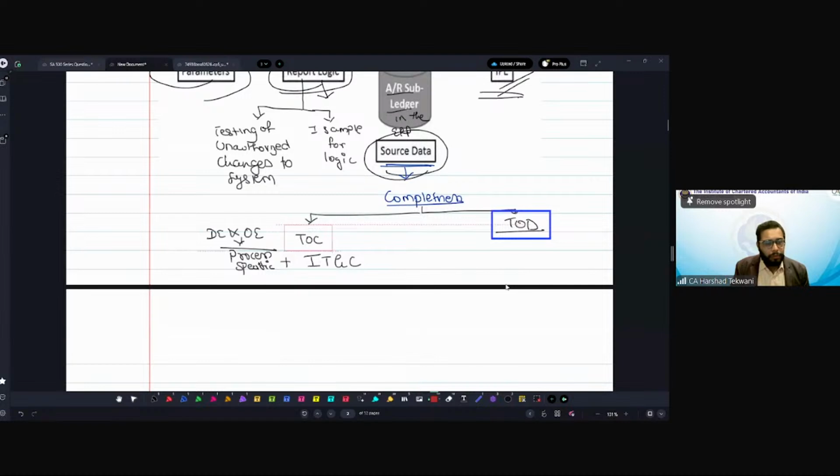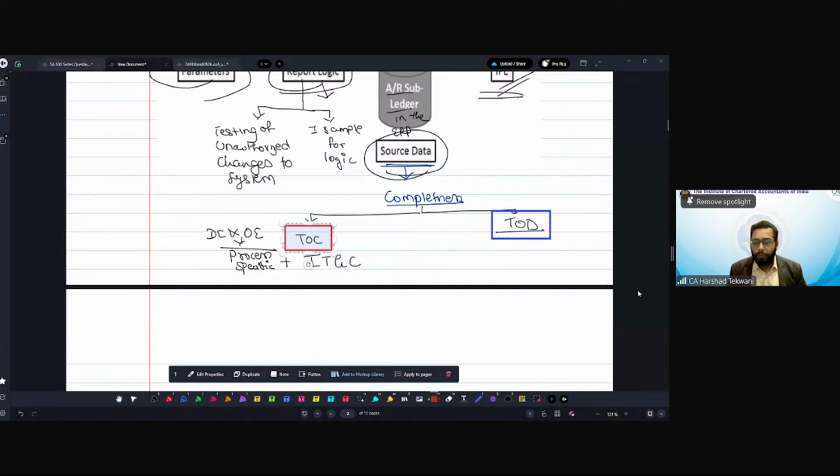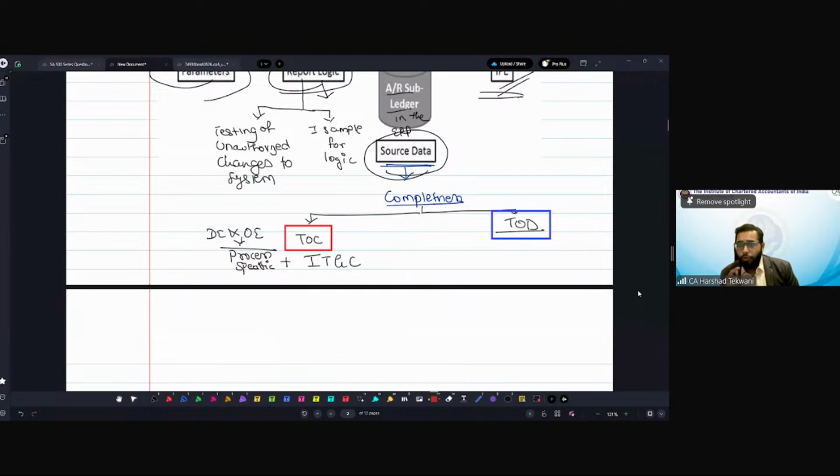Substantive, classification, account balance, disclosures, all. Classification and disclosure. I'm talking about the procedure. These are the assertions. Okay, fine. Classification and disclosure. But what audit procedures will you perform to ensure the completeness of the account receivable subledger?